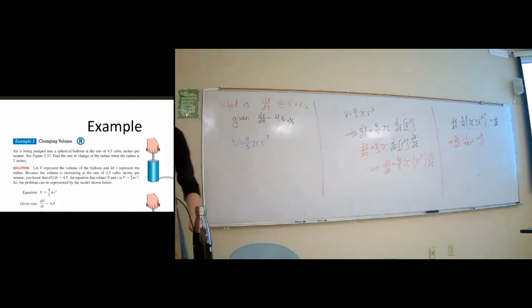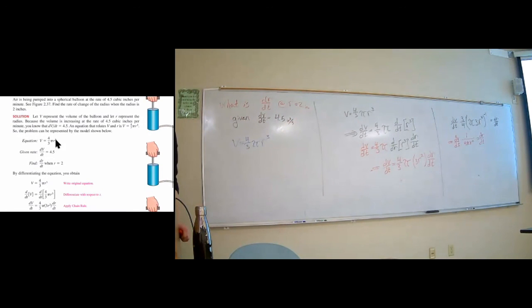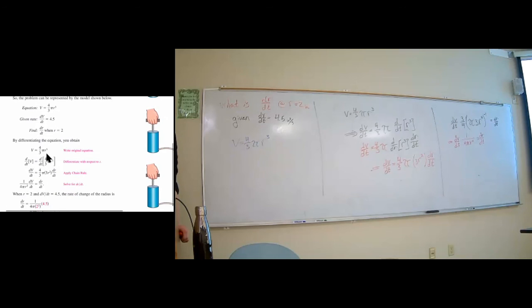So looking at the rest of this problem, notice they start by setting up the same set of relations, right? Say, all right, we know the equation for volume with respect to radius. We're given what dV dt is. We want to find dr dt when r is equal to 2. So going through, we have volume. We're going to go ahead and differentiate both sides. We're going to get that same equation that we got on the board. And we're going to divide both sides by this factor to solve for dr dt.